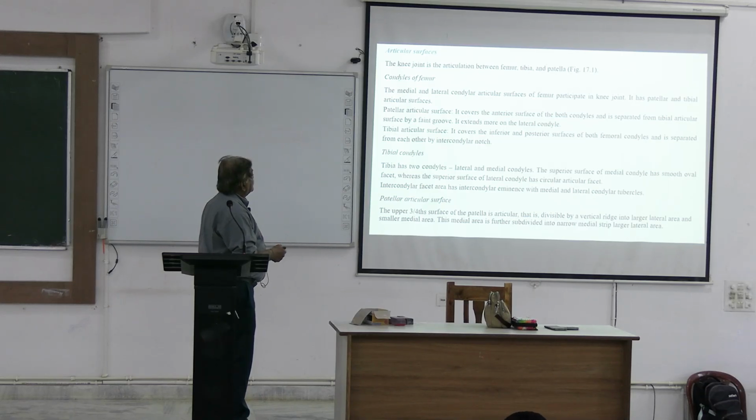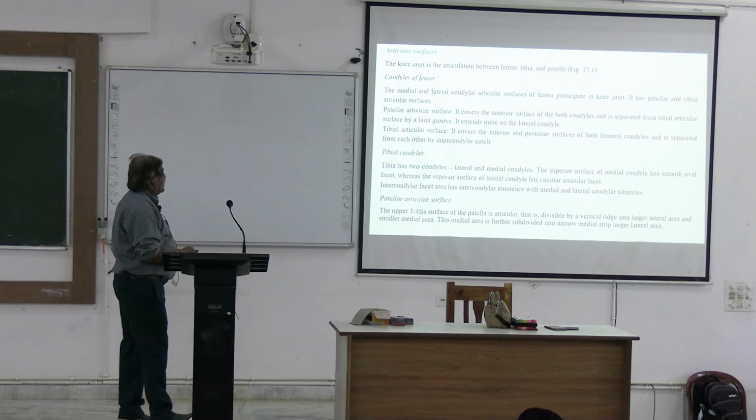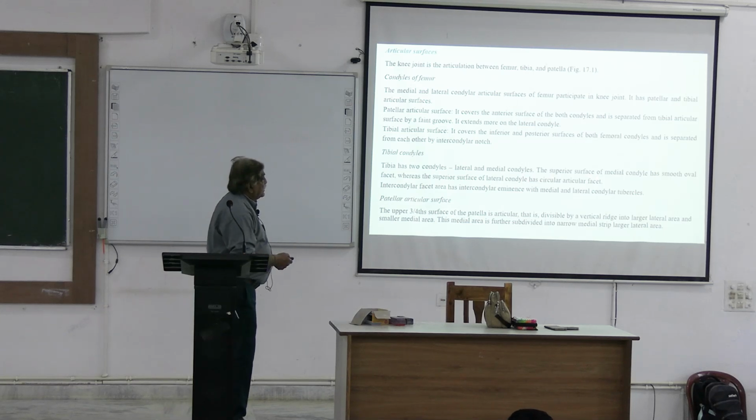Tibial articular surface covers the inferior and posterior surface of both the femoral condyles and they are separated from each other by the intercondylar notch. Tibial condyles: tibia has two condyles, lateral and medial. The superior surface of the medial condyle has a small smooth facet, whereas the superior surface of the lateral condyle has a circular articular facet. Intercondylar area has intercondylar eminence with medial and lateral condylar tubercles.